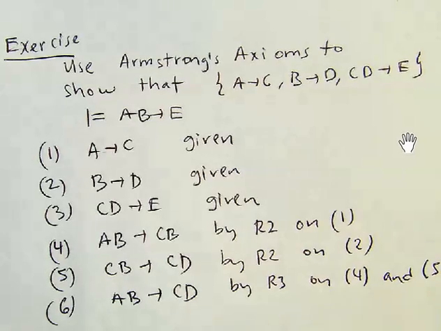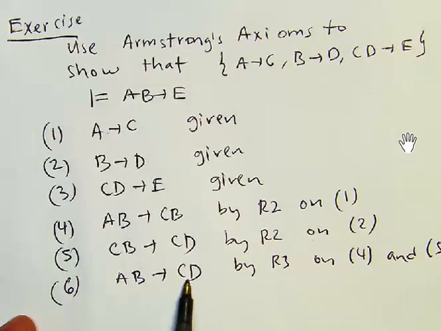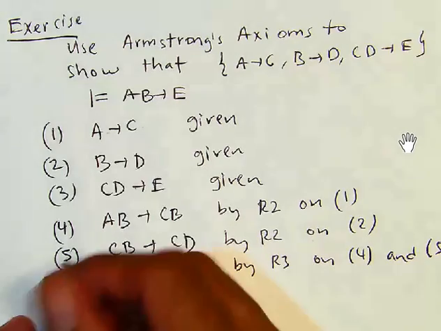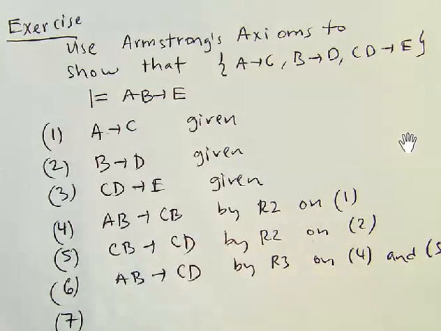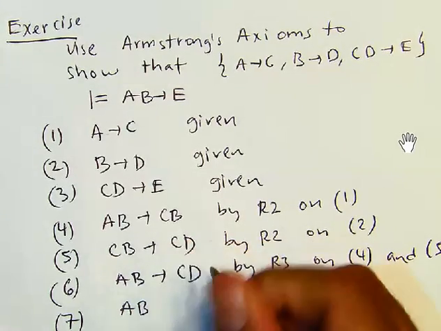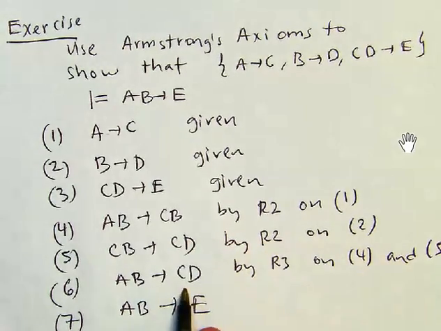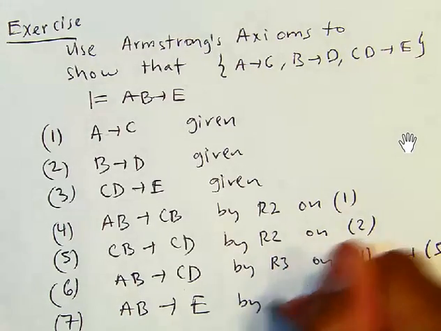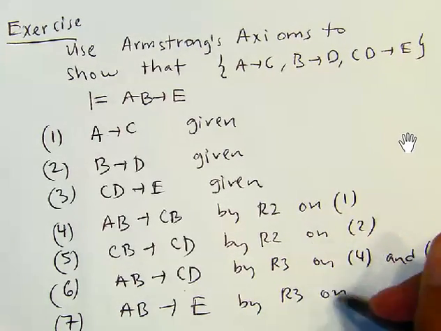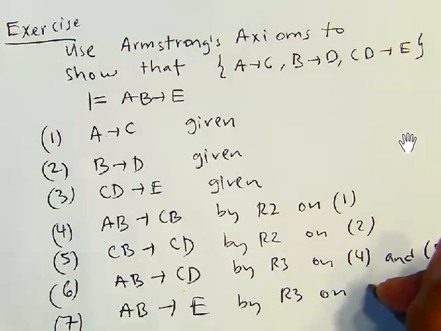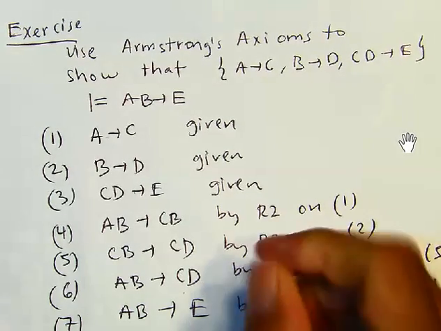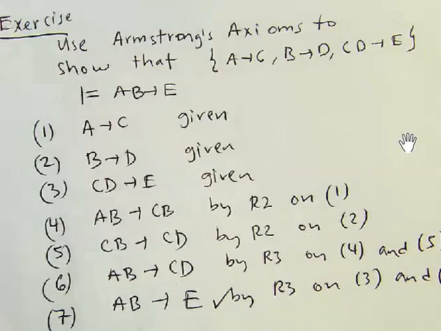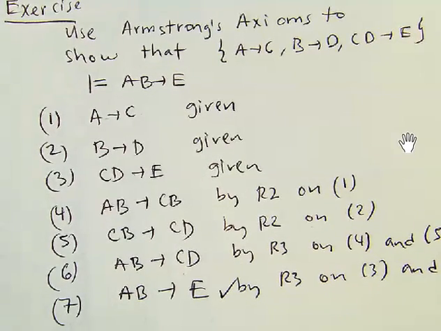So this is my justification. Now CD implies E. I can do another transitivity. So that will be my seventh statement, that AB implies E because CD implies E. So this is by R3 on 3 and 6. And this is what we wanted to prove. So we're done with that exercise.